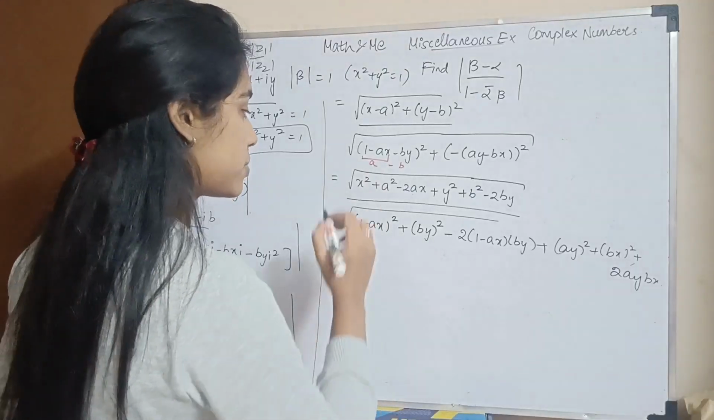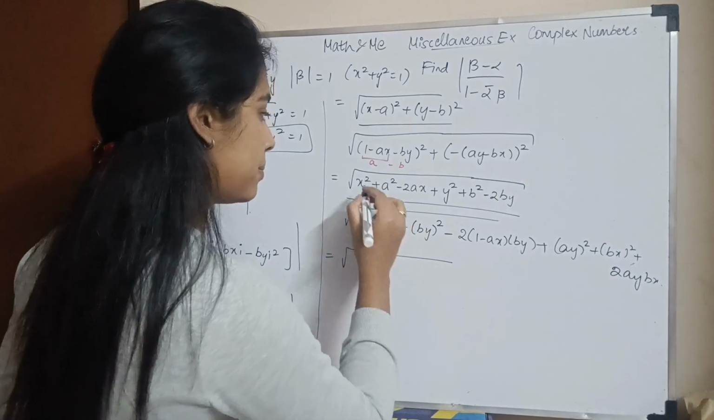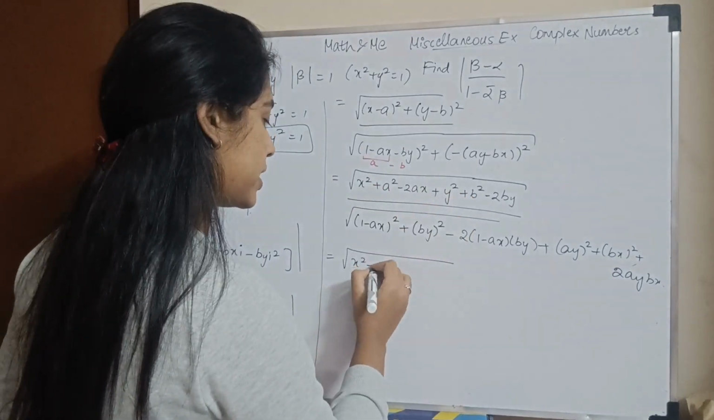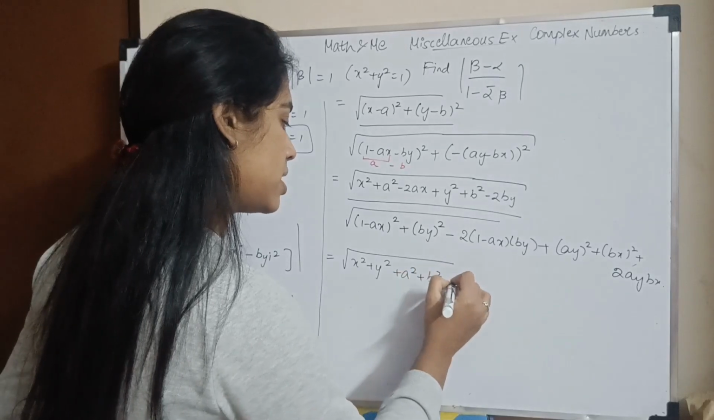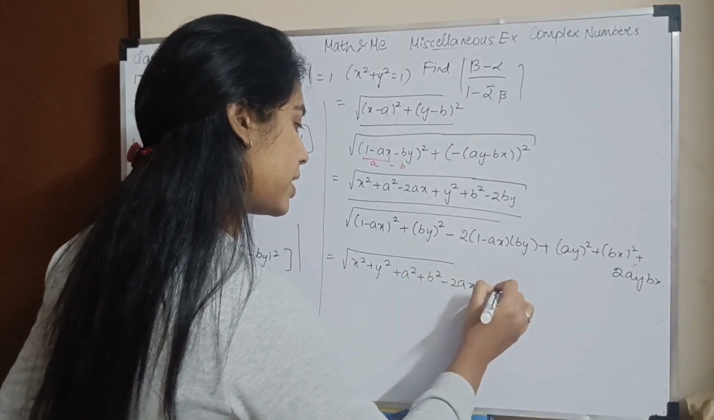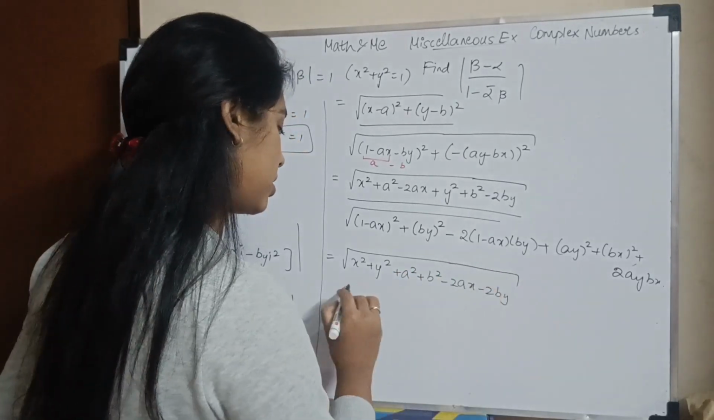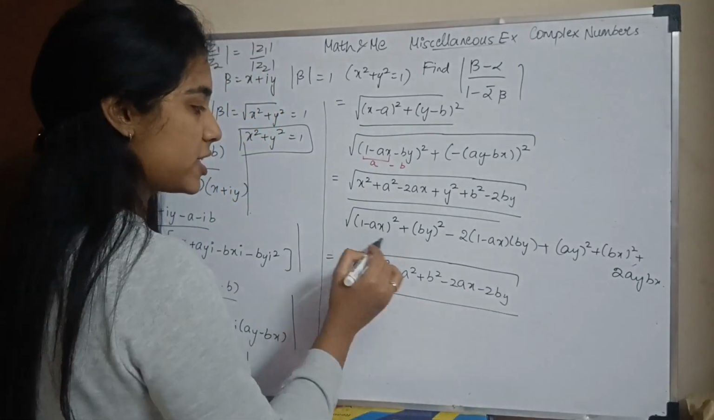Okay. So now what is my numerator? I'm combining x square plus y square. X square plus y square plus a square plus b square minus 2ax minus 2by. So this is the numerator. Denominator, I have to open this part again.